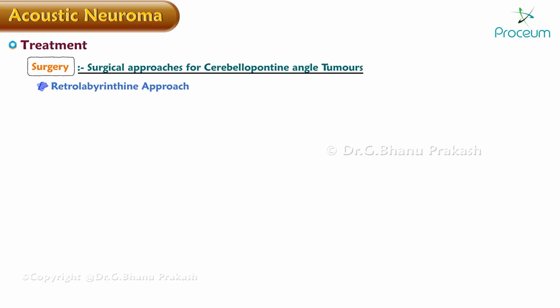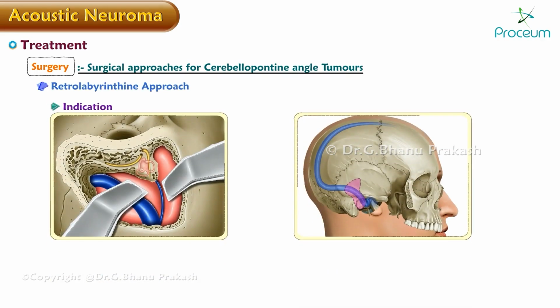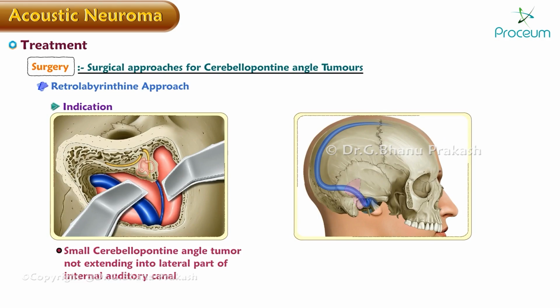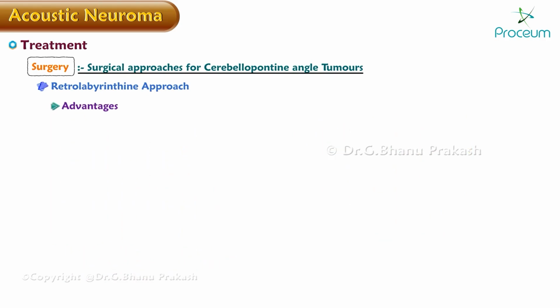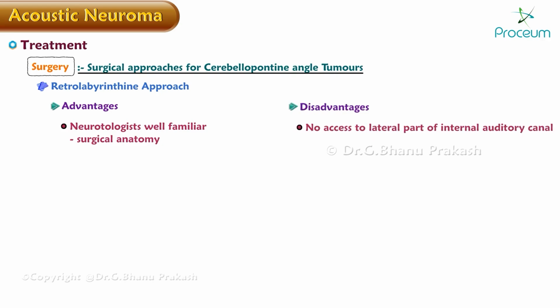Retrolabyrinthine approach. Indication: small cerebellopontine angle tumor not extending into the lateral part of the internal auditory canal. Advantages: neurologist well familiar with surgical anatomy of the area. Disadvantages: no access to the lateral part of internal auditory canal. Otic capsule, sigmoid sinus, middle fossa dura, and cerebrum limit the exposure.